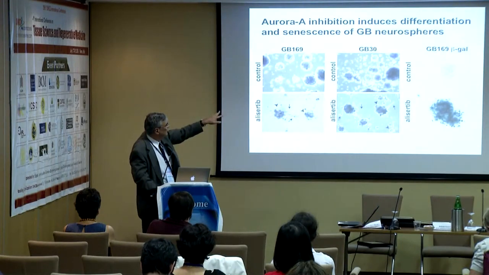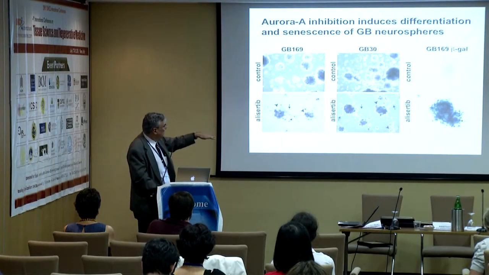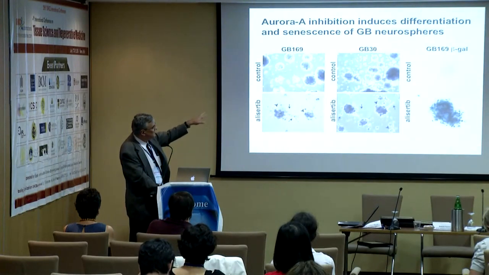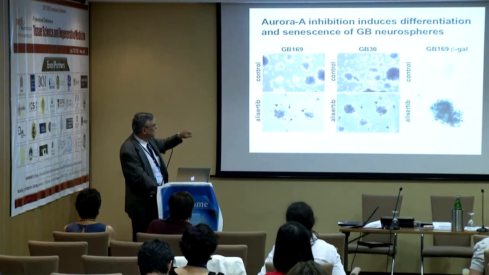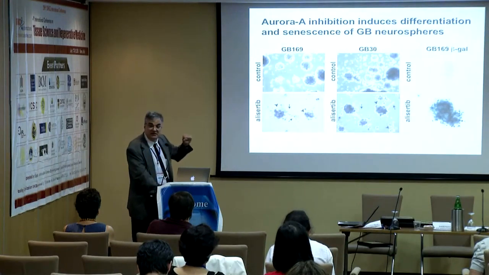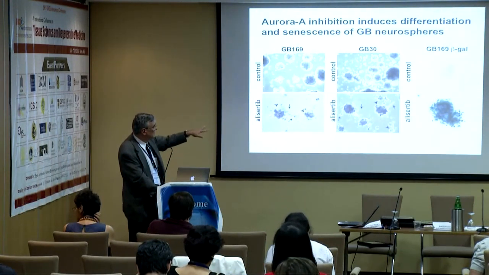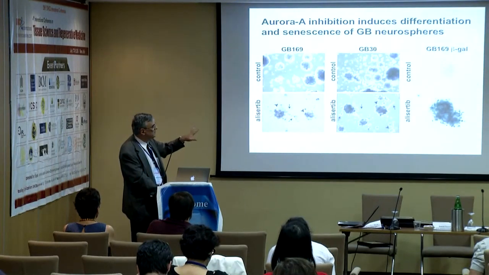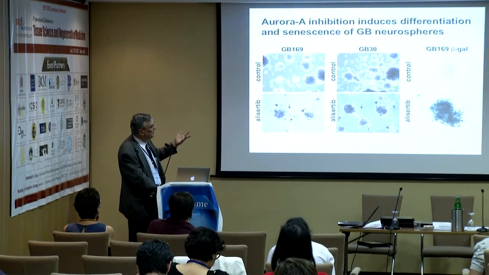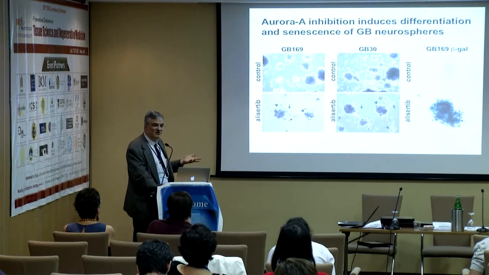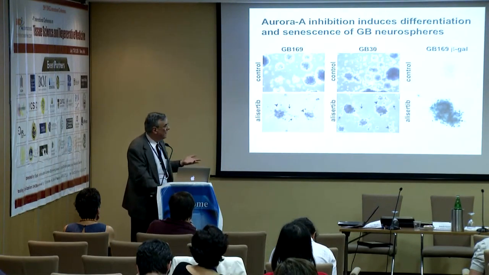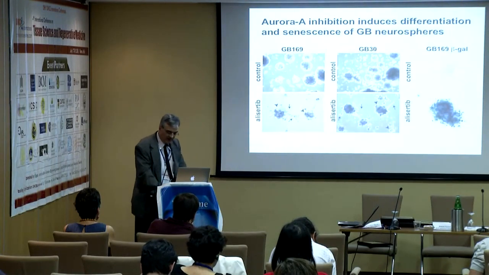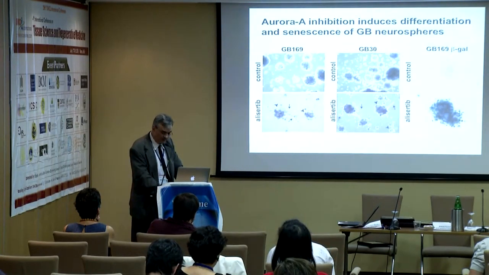And these are just two different lines derived from two different patients. And below is treated with our Aurora A inhibitor. And you can see, this is taken at the same magnification, that there are some very large cells in the treated cultures and some cells that are forming processes, suggesting differentiation. And because this is a suspension cell line, we were able to treat these cells and then spin them onto a slide in something called a cytospin and do a beta-gal assay just for more evidence that we are getting some senescence.